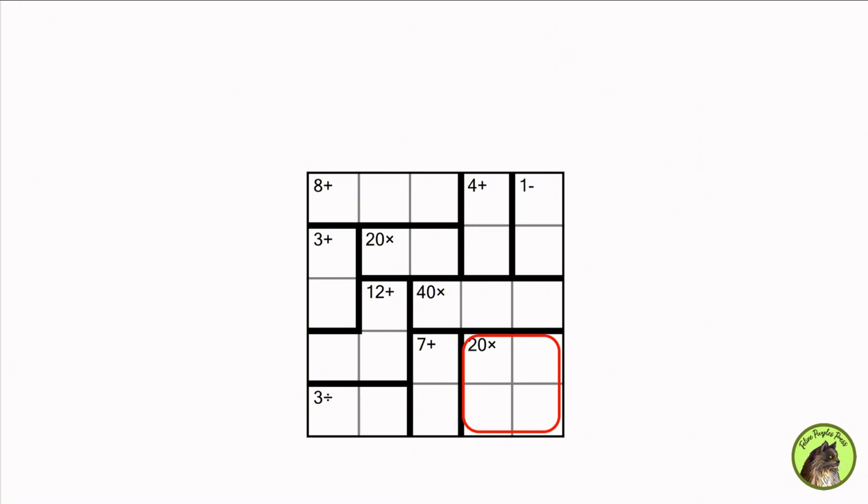For example, this multiplication can be achieved using a 1, a pair of 2s and a 5. Just the 2s would need to be in the diagonally adjacent cells so they are not in the same row or column. So how do we solve this?